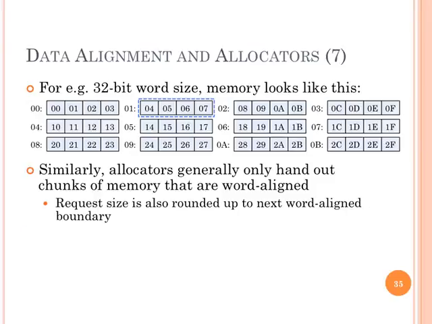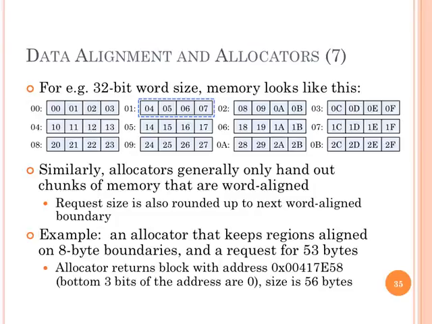Okay? And the allocators are the same, where they actually will hand out chunks of memory that are word aligned. Or even, I think that Linux hands out things on 16-byte boundaries. So it actually goes even more than this. Okay, so like I said, you have an allocator that keeps regions aligned on 8-byte boundaries. Let's say you're on a 64-bit system and you'd like to be friendly. And a request for 53 bytes comes in. I don't know who would ask for that.